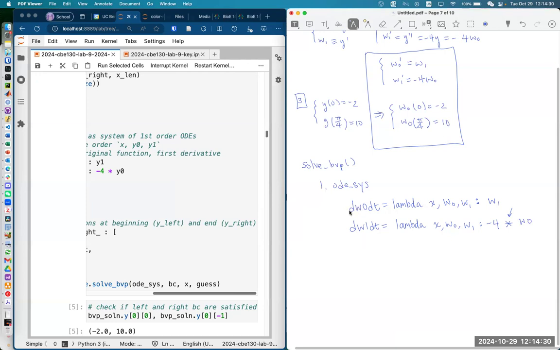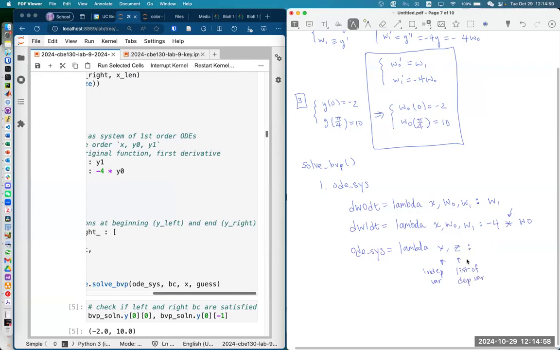Now we have individually defined each first order ODE. We want to define the ODE system. The system is also a lambda function. It takes in the independent variable x and then a list of dependent variables z. So this is the independent variable, and this is the list of dependent variables.